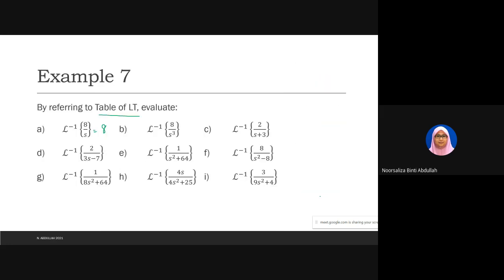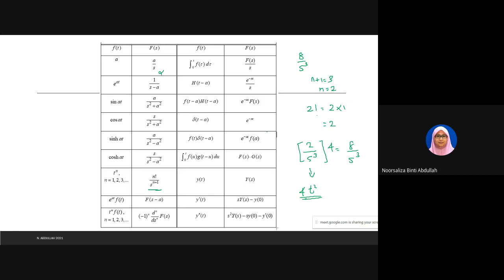Next example is we want to find the inverse of 2 over S plus 3. So you want to find the inverse of 2 over S plus 3. Is there anything in the table below that matches? Here we might be able to use 1 over S minus A. You can use this one.